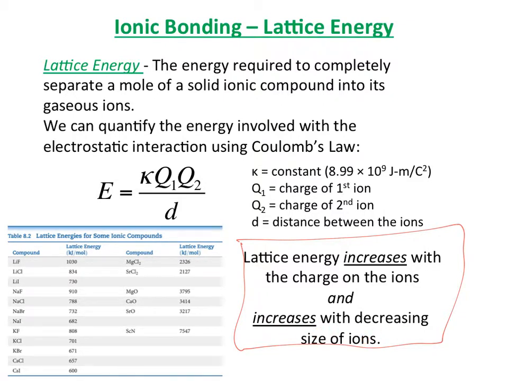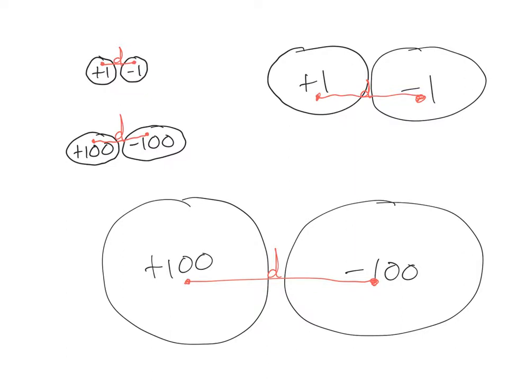Well, let's just start off by talking about a very simple ionic compound, where one ion has a +1 charge and the other is -1. These are very small ions. Well, they're going to be attracted to one another. But let's say that the charge increased. Instead of +1, what if it was +100? Instead of -1, what if it was -100? Well, these are going to be more and more attracted together because of the much stronger charge.